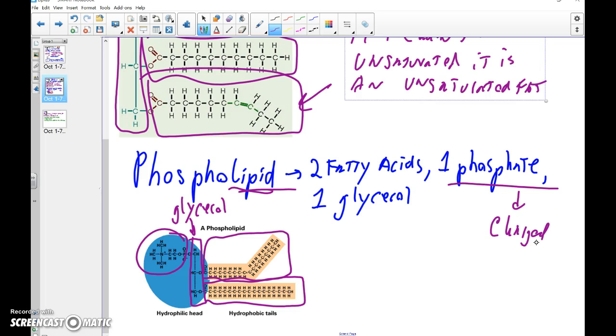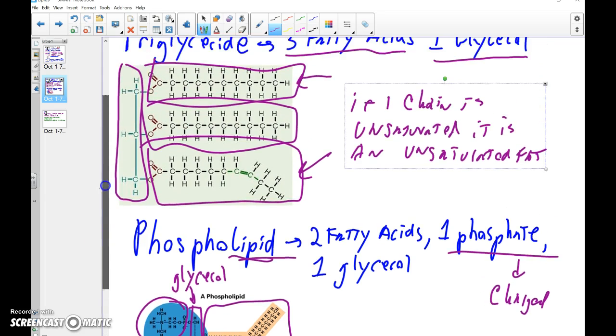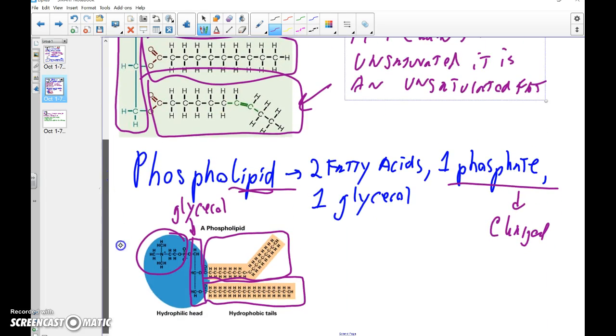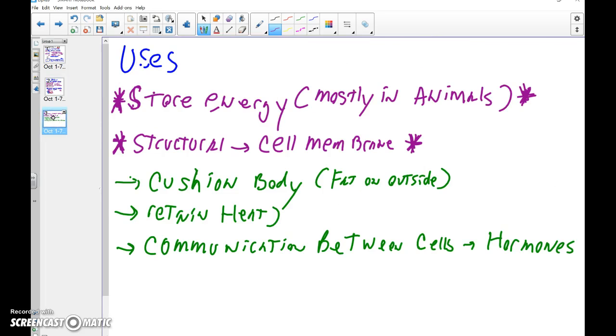Okay, so there's the polymer units, a couple of examples of polymers that lipids can make. The triglyceride, which is a glycerol and 3 fatty acids, which can be saturated or unsaturated. And then you also have a phospholipid, which is a glycerol, 2 fatty acids, and then a phosphate group, which gives it other unique properties. All right, so let's talk a little bit about what these things do.